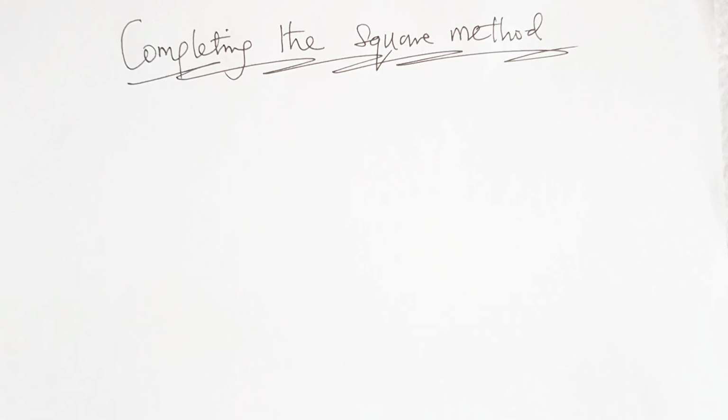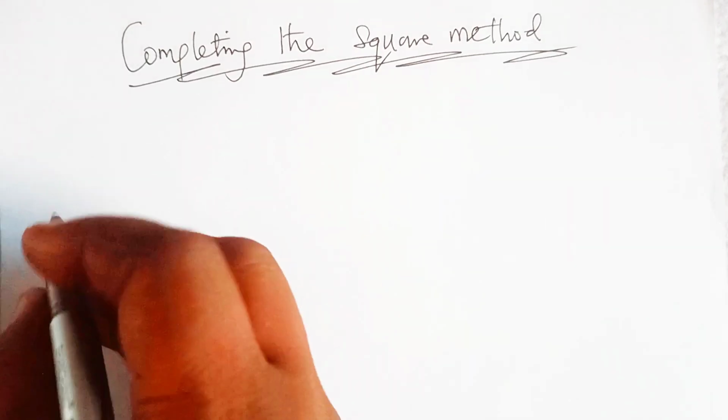The completing square method can be used to transform a quadratic equation whose left-hand side is not a perfect square into a perfect square. We will illustrate this method using an example.